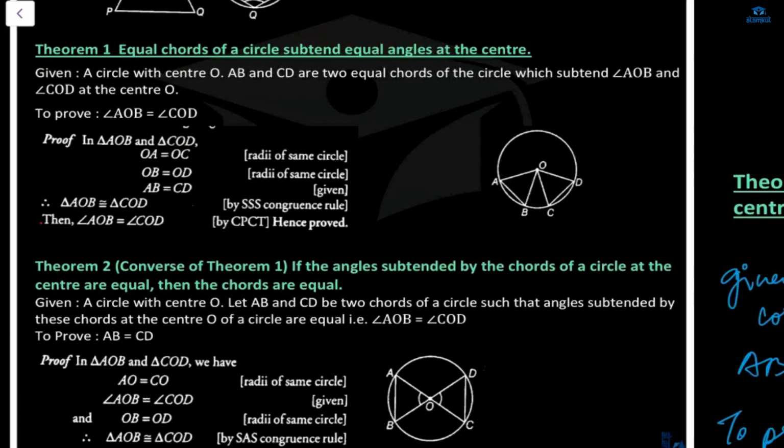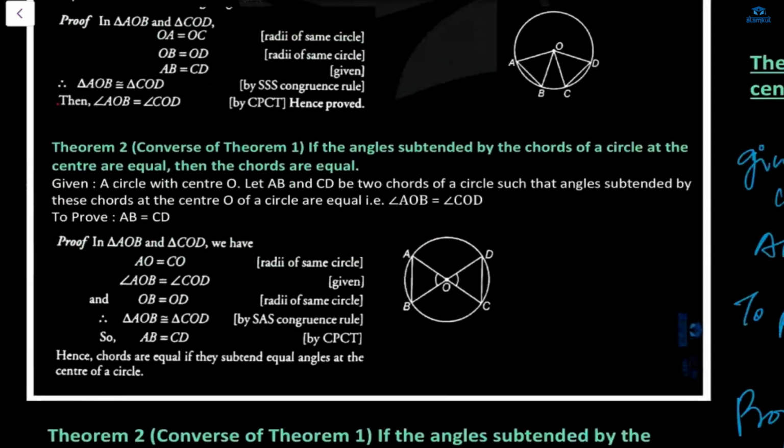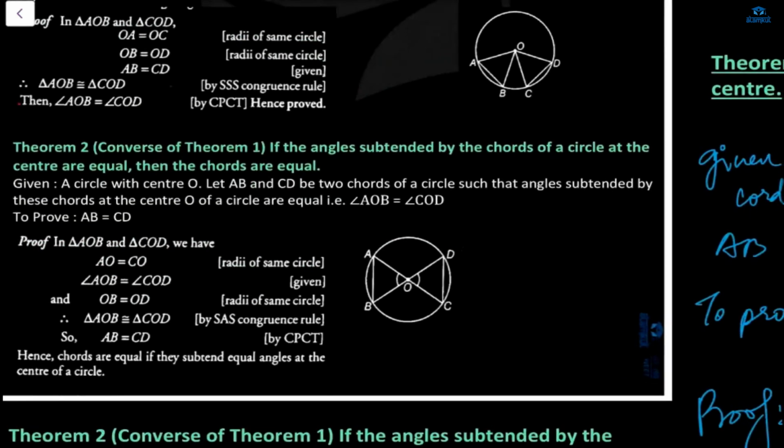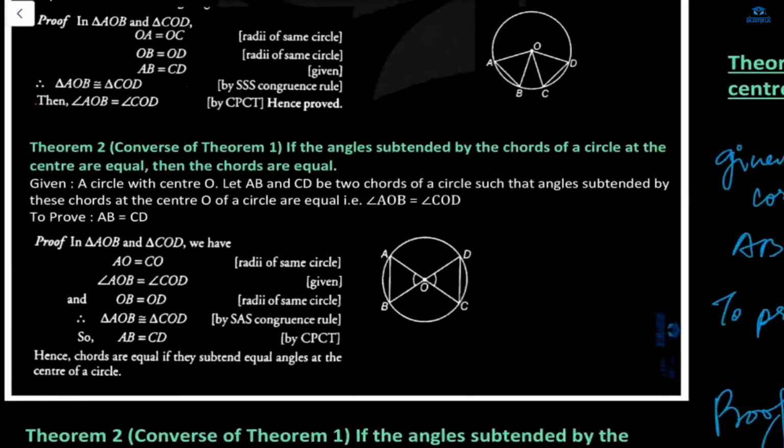Okay, so what we are going to do here, you can see there are two chords, AB and CD, and we have to prove that the chords AB and CD are equal. But what is given here? That the angles that the chords are subtending at the center are equal. So we know that angle AOB is equal to angle DOC. Understood?